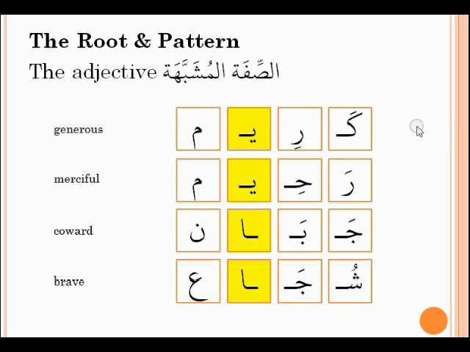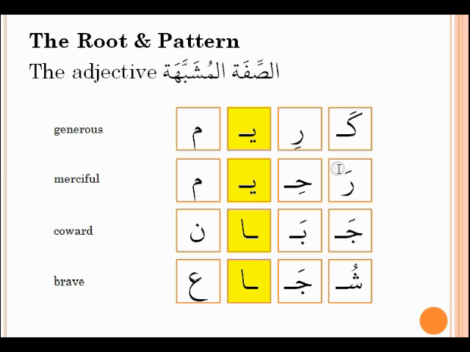This here is another form, creating the adjective, as-sifa. As I mentioned before, it involves inserting a long vowel in the middle of the word. In the case of the first two words, it's a ya, and in the last two words, it's an alif.